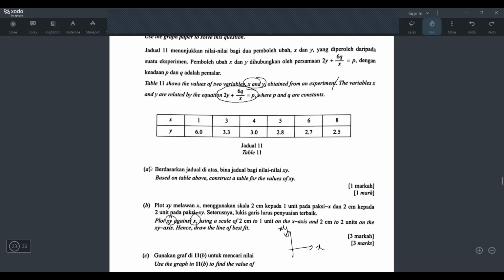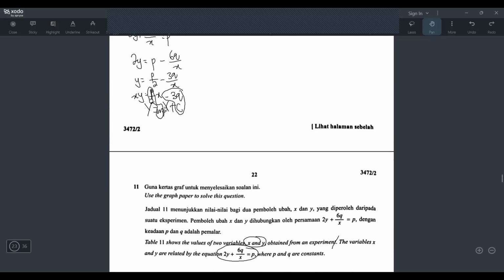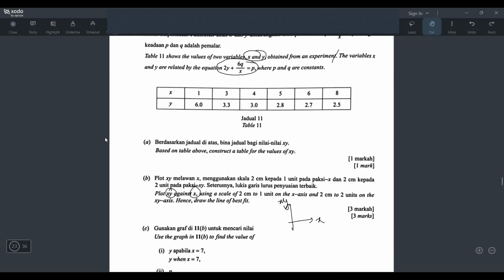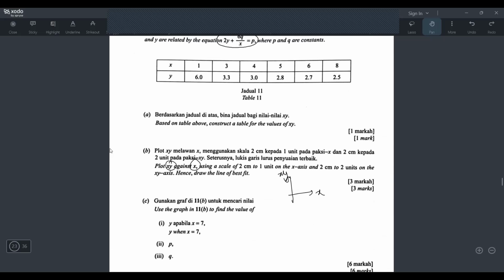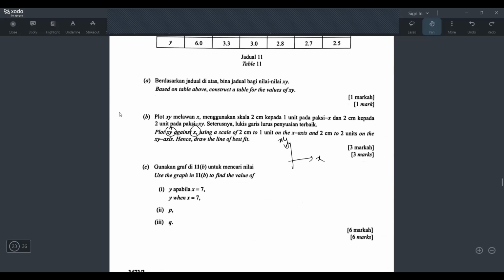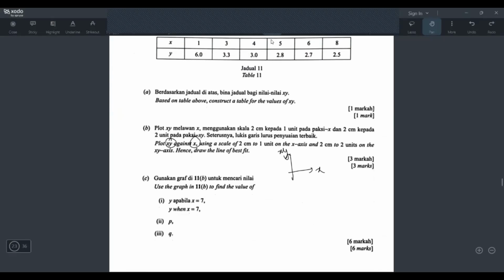Now we only start doing A. So A tells us, based on the table, to construct a table for the values of x, y. Okay, we all know our new x-axis is x, new y-axis is xy. So definitely later when we plot, we need a new table. I'm gonna draw my table. Where should I draw it? Okay, I'm just gonna draw it down here. So my A working, I will draw it down here. Okay, so it's gonna look like this. Let me draw it.